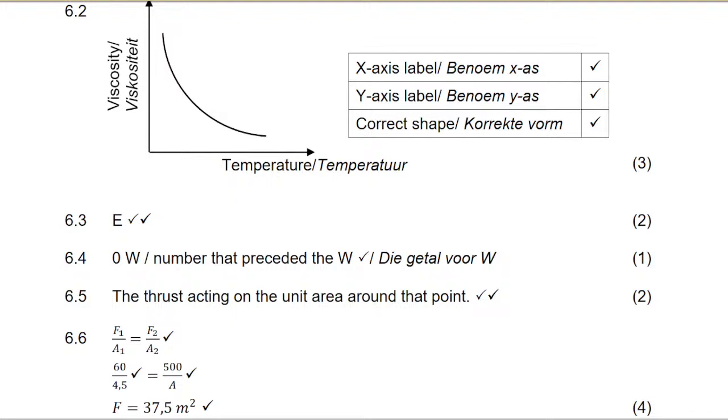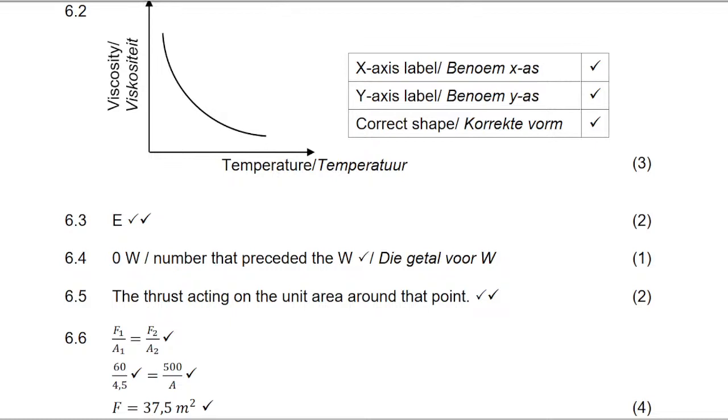And then 6.4, which number in the viscosity did you use to answer your question in 6.3? So it is number 0W, or you can say the number that precedes the W. It means you looked at the number that comes before the W to make a decision, and then you decided that 0 is the lowest.